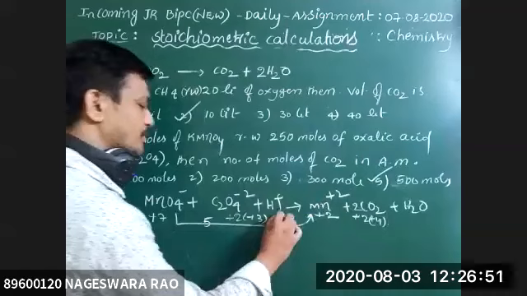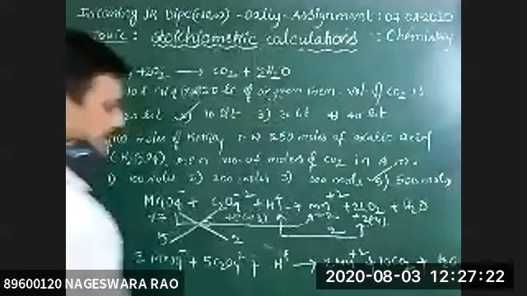So 2 MnO4⁻ plus 5 C2O4²⁻ plus H⁺ gives 2 Mn²⁺ plus 10 CO2 plus H2O. So how to balance the H⁺ and the water?